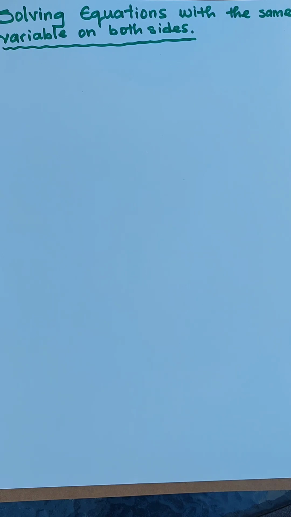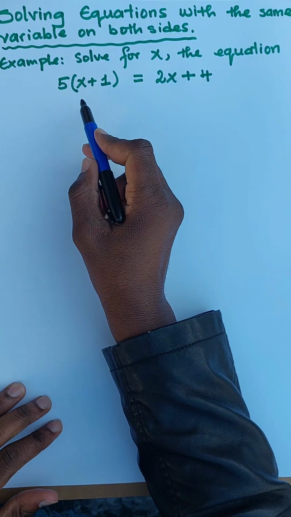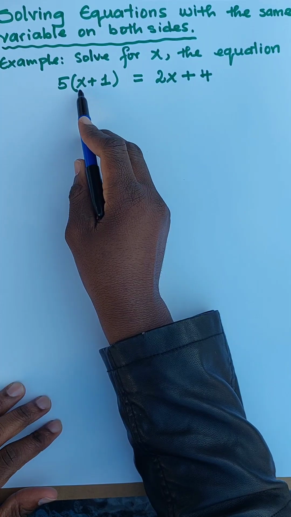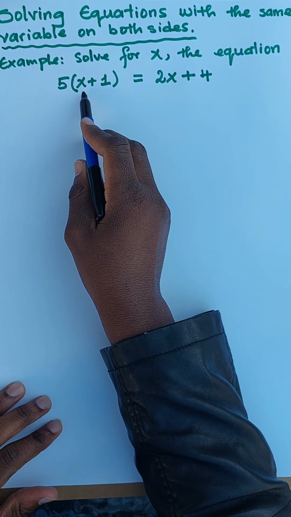Linear equations that have the same variable on both sides are used in a variety of situations to represent real-world scenarios where situations are compared. So, in this particular case, you want to first of all start by removing those parentheses.